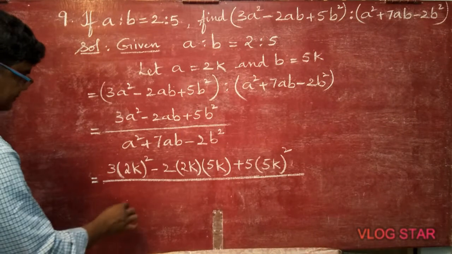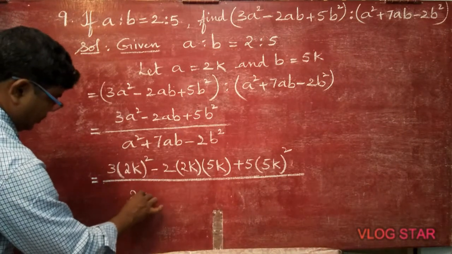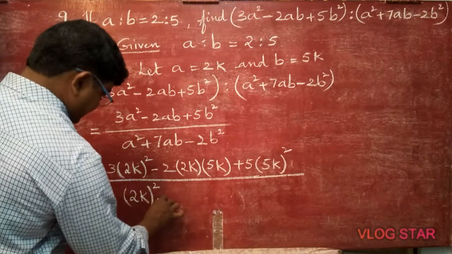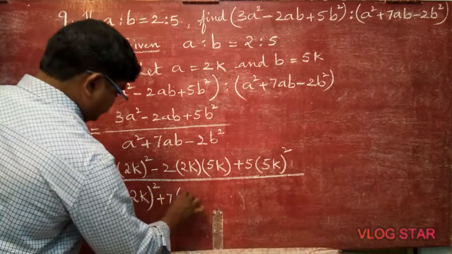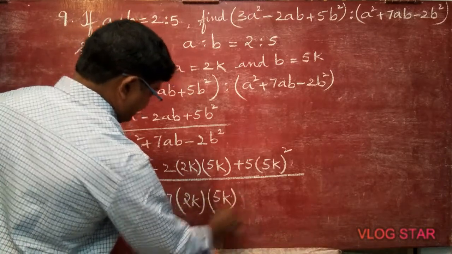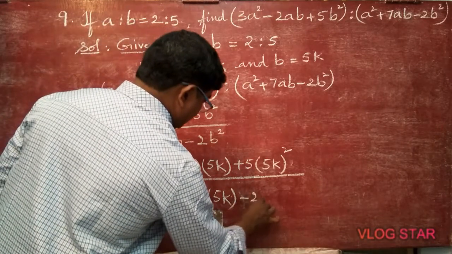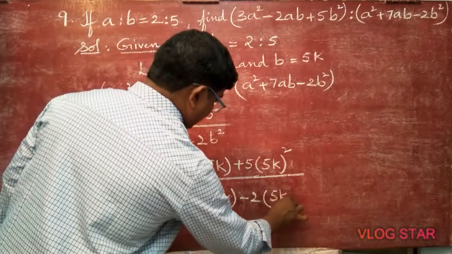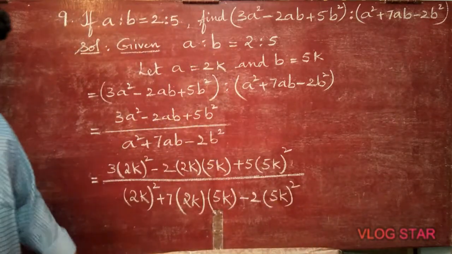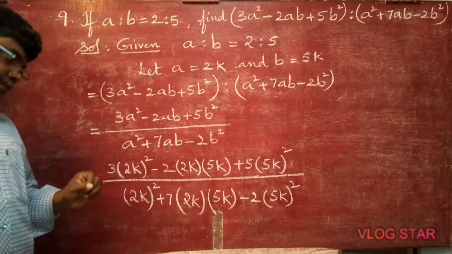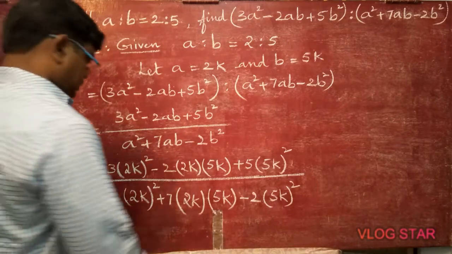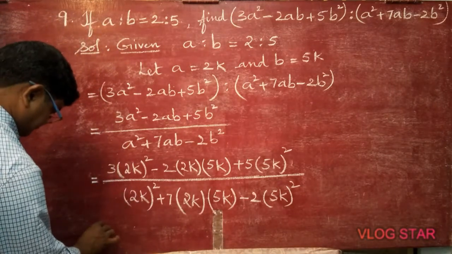Next, coming to the denominator, A square 2K whole square plus 7 into 2K into 5K minus 2 into 5K whole square. While substituting, be careful. A value in A place only, B value in B place only. Now, slowly multiply.